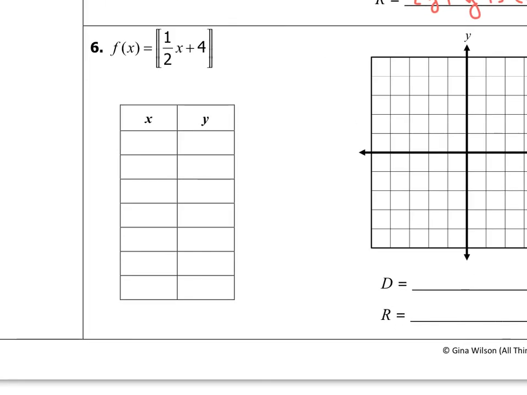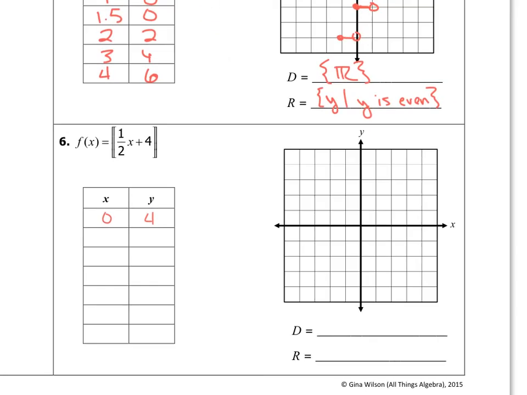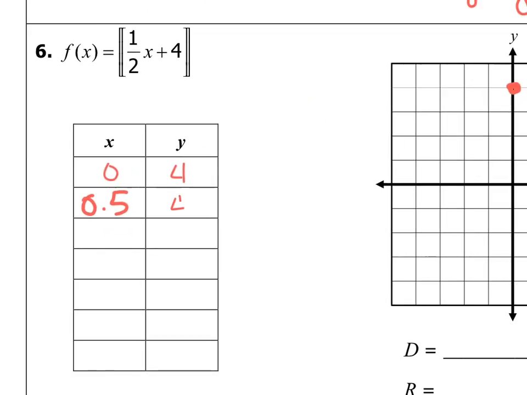Last but not least. And again, we're going to plug in some values. Let's start with 0. If I plugged in a 0, 0 times a half is 0, and then add 4, the greatest integer down from that would be 4. So at 0, 4, we're going to put a dot. All right, let's do the same thing, but let's do it for 0.5. If you did 1/2 of 0.5, you'd get 0.25, or 1/4. And then if you add 4 to that, you get 4 1/4. Okay? If you round down, you're still going to be at 4.